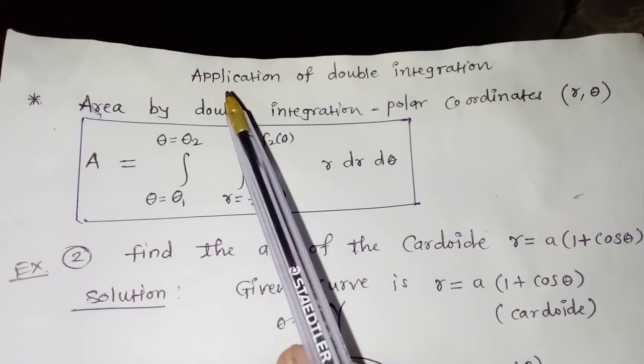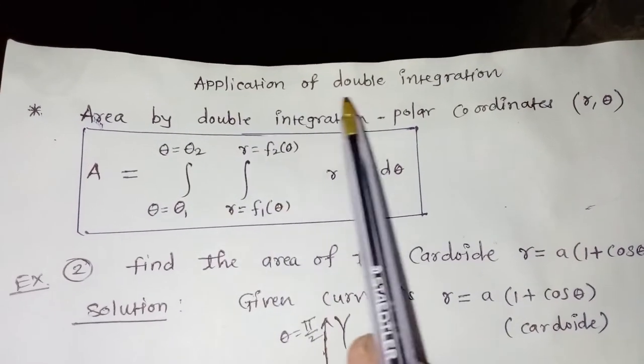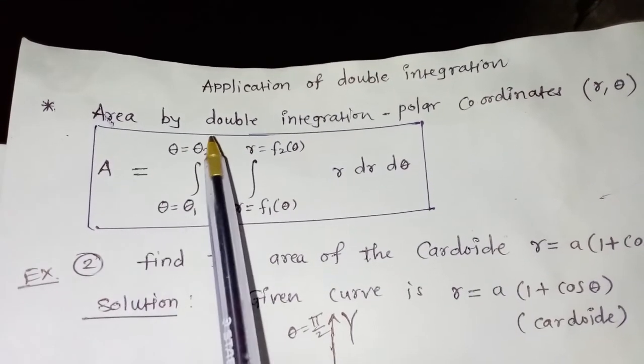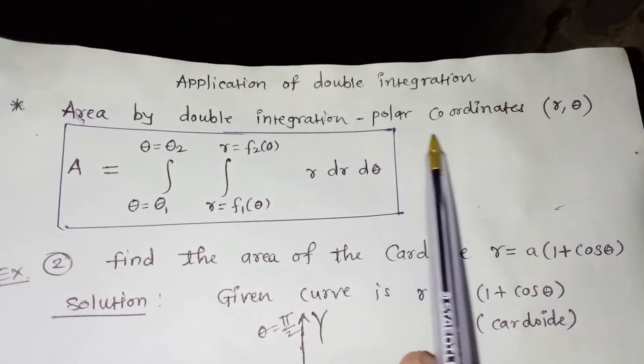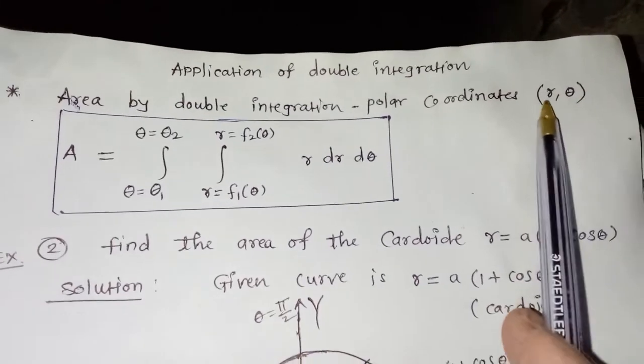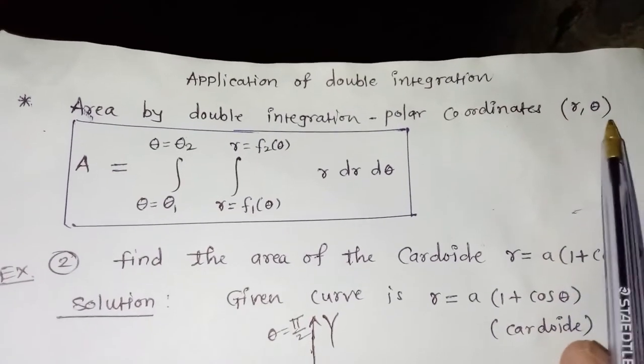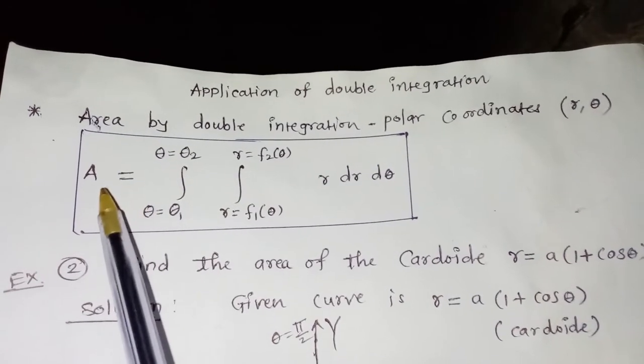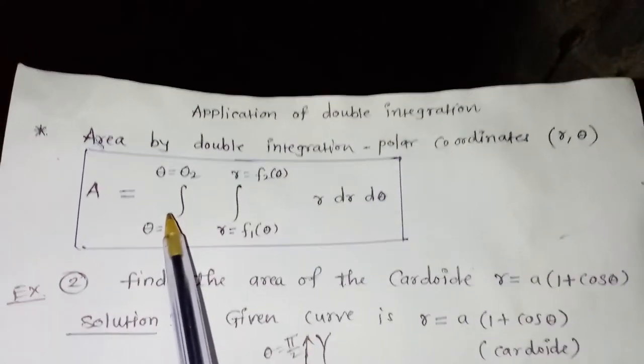Hello everyone. In this lecture, we are going to discuss the application of double integration. In that, we are discussing now area by double integration using the polar coordinates. And we know that the polar coordinates are r and theta. Now, first of all, let us see the formula to find the area in polar coordinates.